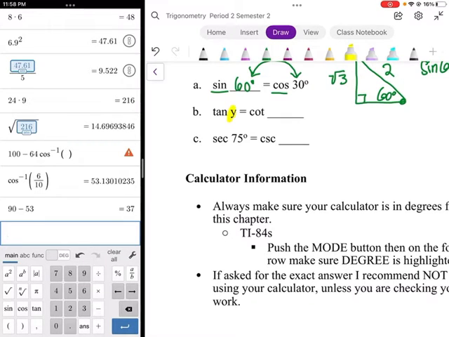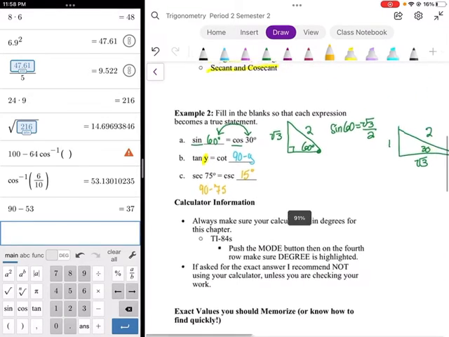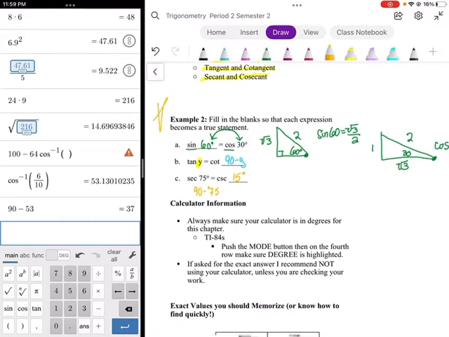So for part B, we need to find the complement of y. And we would find that the same way we would find it if we were given a number value. We will take 90 minus y. And the next one, we have secant and cosecant, which are cofunctions. So we would take 90 minus 75, and we would end up with 15 degrees for our answer. So that's how you are going to do cofunctions.